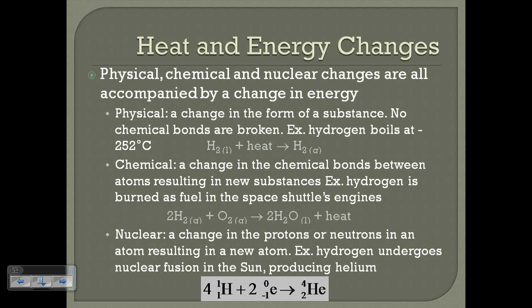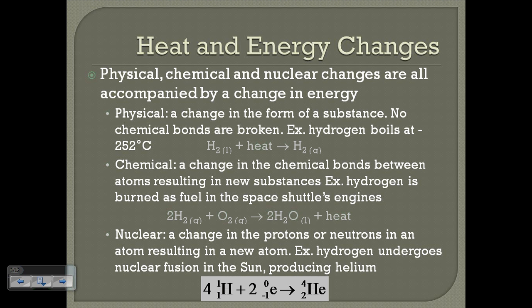So for example, in a physical reaction, it's a change in the form of a substance. So no chemical bonds are broken. An example is hydrogen boiling at negative 252 degrees Celsius. So what happens to go from a liquid to a gas? We have to add some energy in the form of heat.